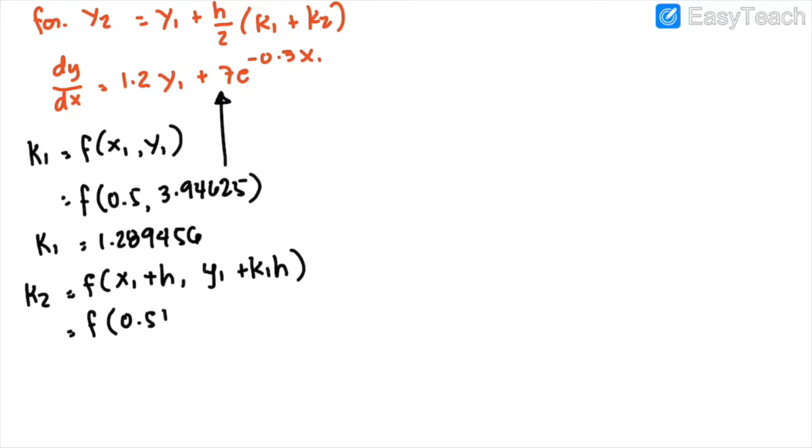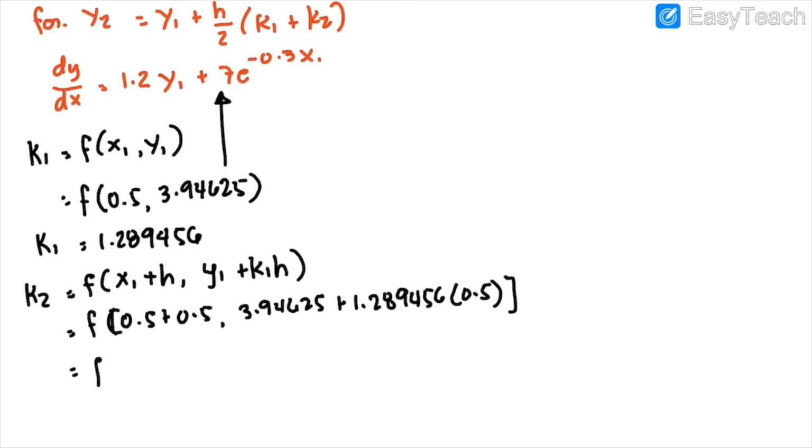x1 is 0.5 plus h of 0.5. Then, y1 is 3.94625 plus k1 of 1.289456 times 0.5. Okay, you can simplify that as x equal to 1 and y is equal to 4.590978. Basically, again, substitute lang natin yan doon sa ating equation.